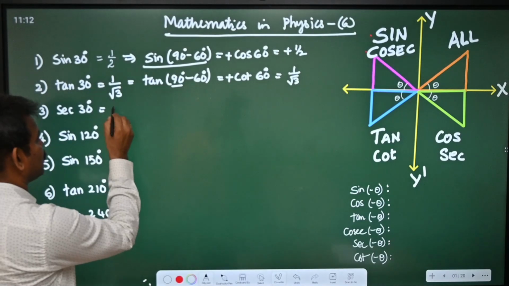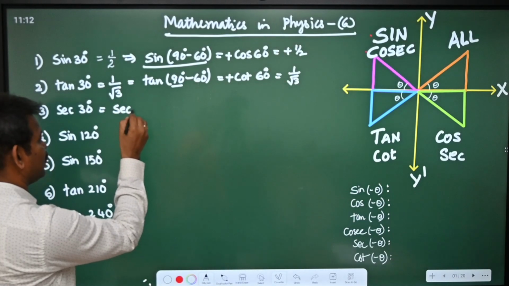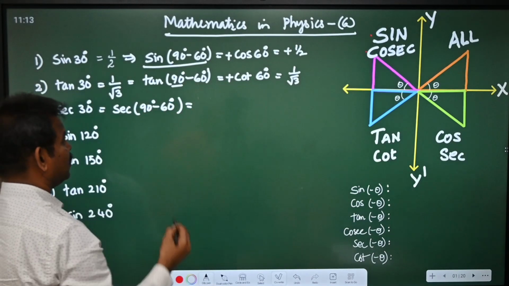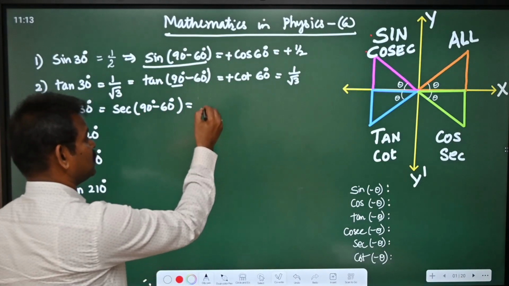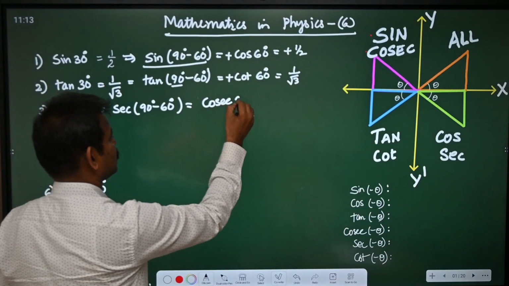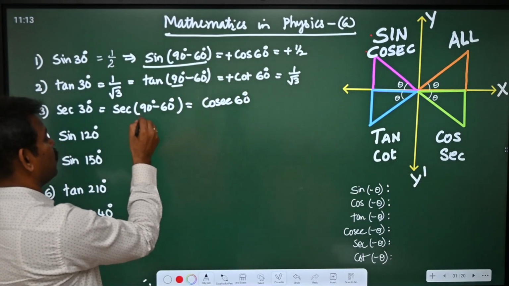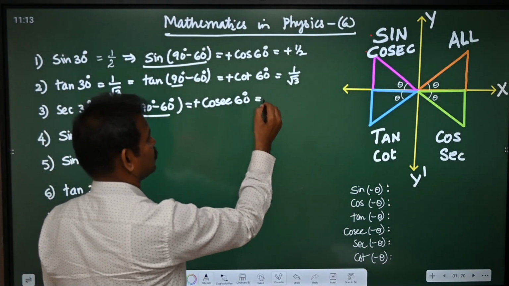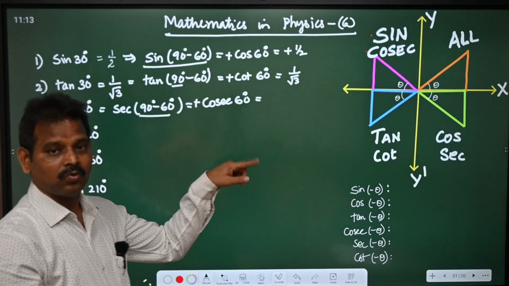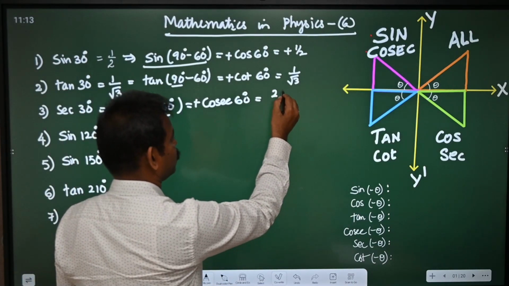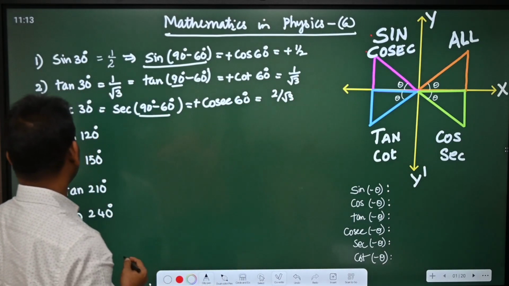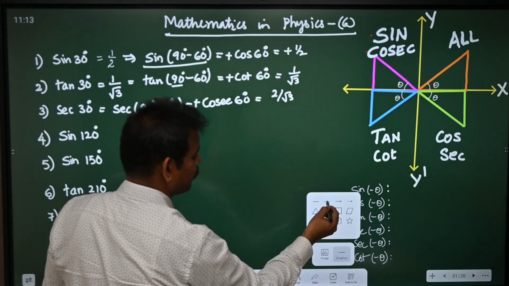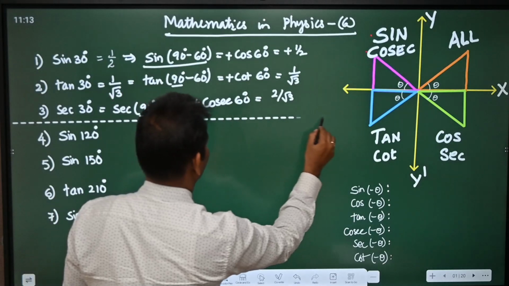Secant 30, we can also write as secant(90 minus 60) degrees. Whenever 90 is there, secant will become cosecant, so this will become cosecant 60, as it is in the first quadrant. In the first quadrant secant is positive, so cosecant 60 is 1 by sin 60, sin 60 is root 3 by 2, that will become 2 by root 3. So these are the first three values, which are very easy to find because we can remember these values orally.